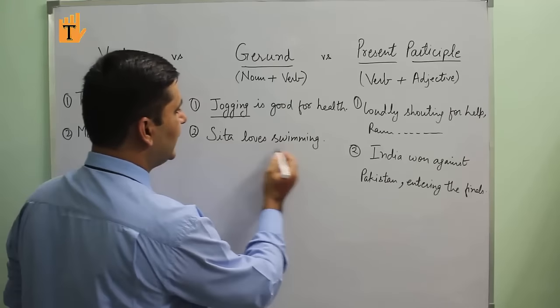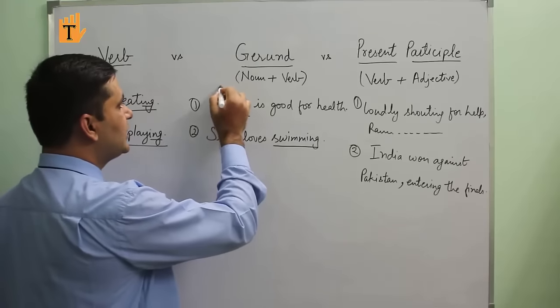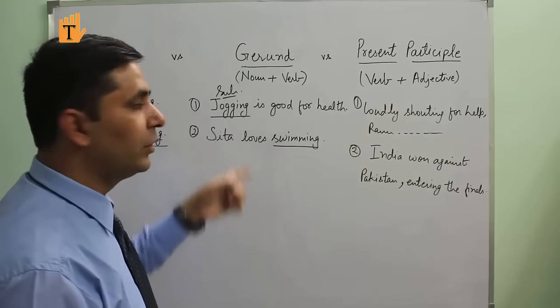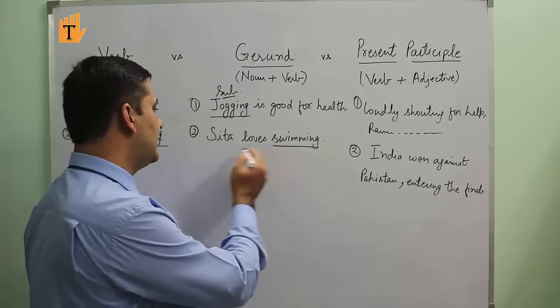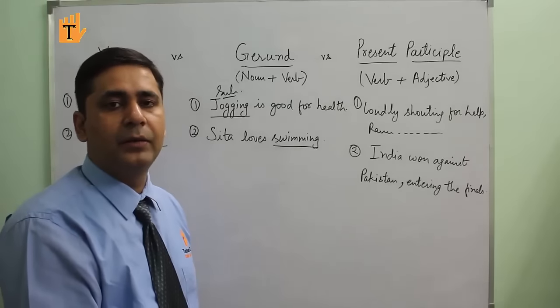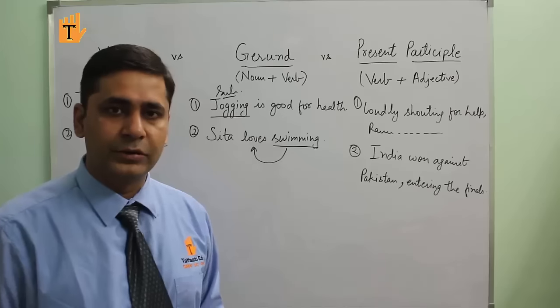Second one, Sita loves swimming. So swimming is a gerund here. In the first sentence, you see that jogging is the subject, and the gerund is acting in the role of a subject. But in the next sentence, Sita loves swimming, swimming is an object of the verb loves.